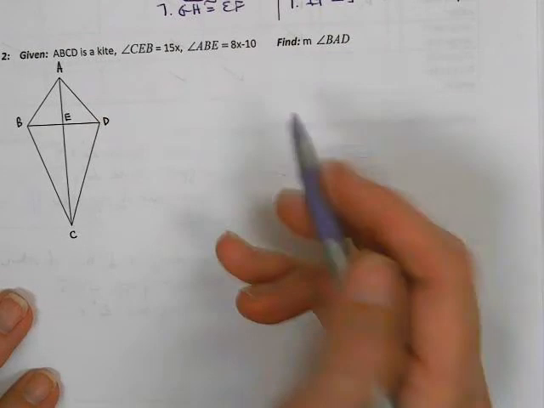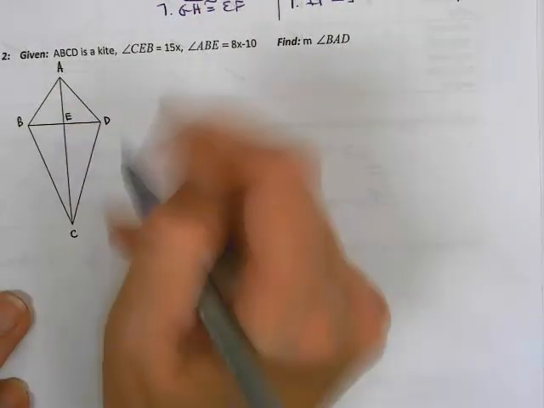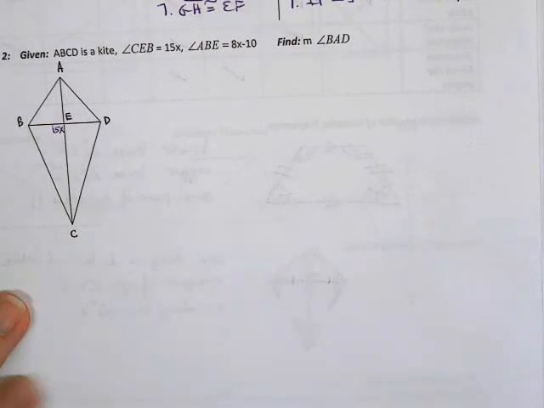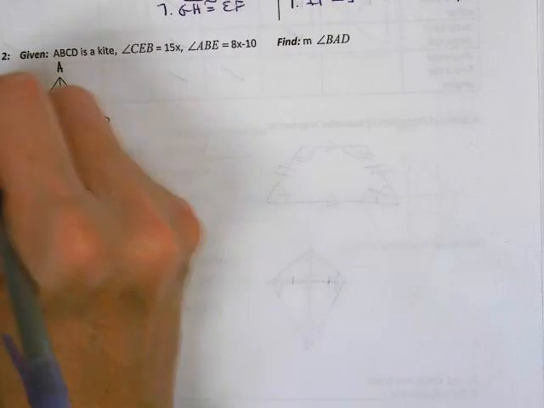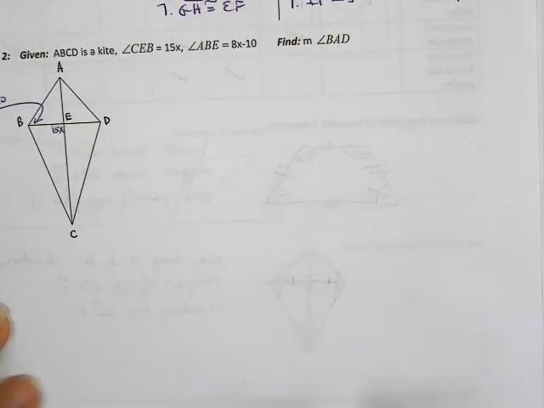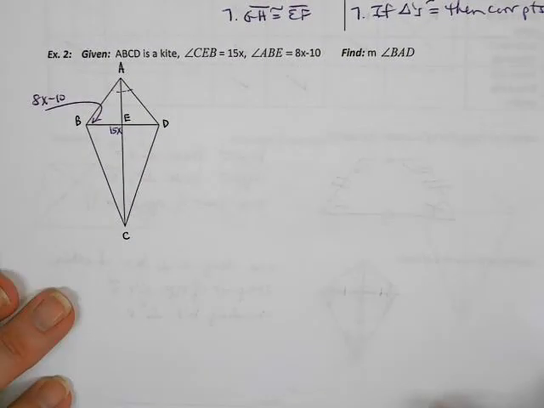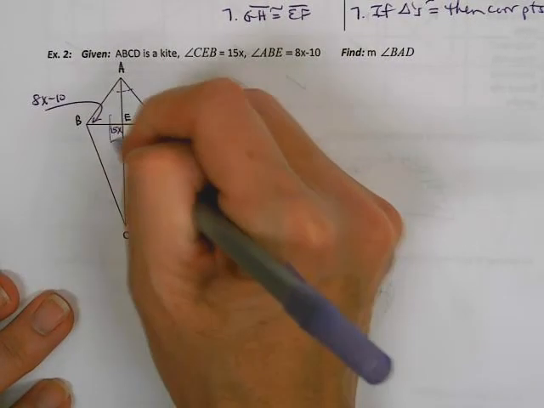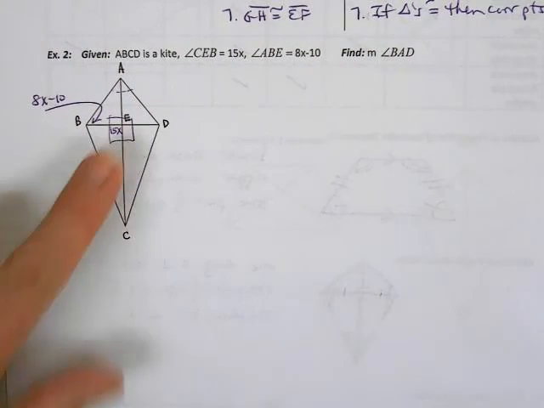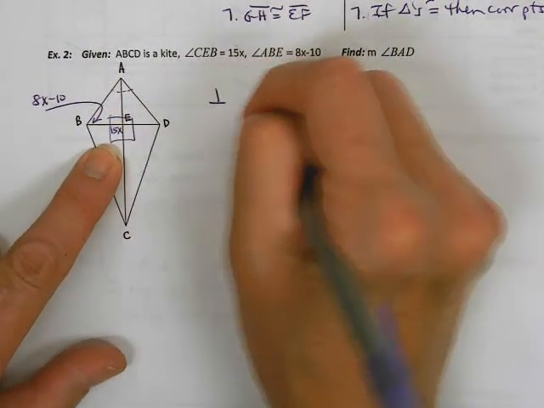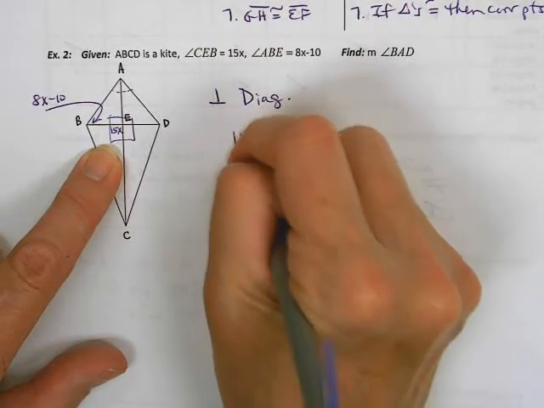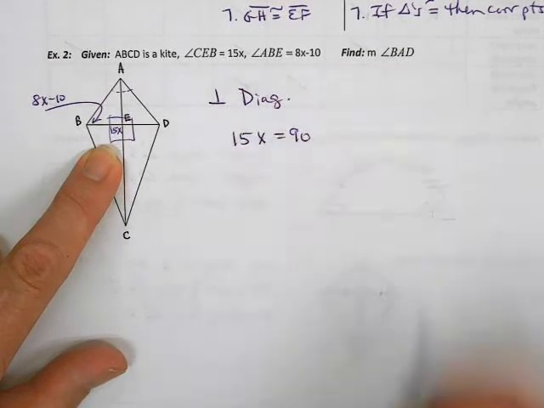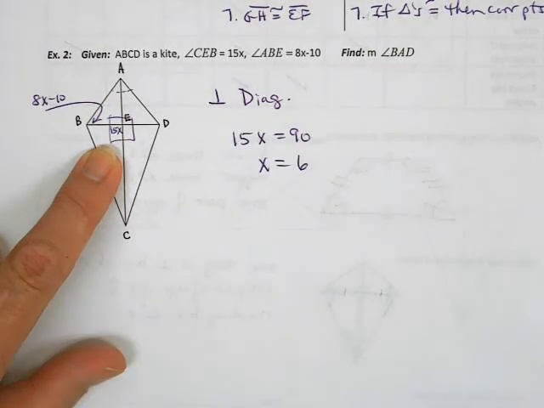All right, ABCD is a kite. Angle CEB, this guy right here, is 15x. And angle ABE, this one right here, is 8x minus 10. And it asks for angle BAD, which is this one. So if you go back and look at your properties of a kite, you should have realized that the diagonals are perpendicular. That means this 15x right here, diagonals perpendicular, therefore that 15x should equal 90, and if you divide, you get x to be 6.